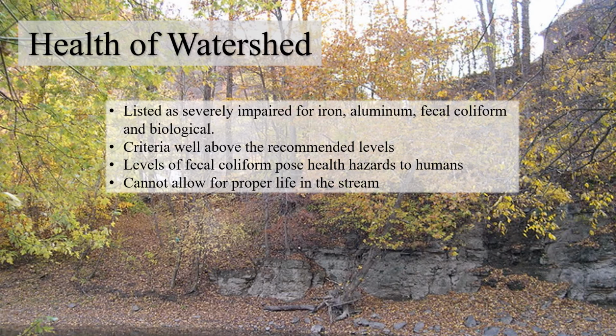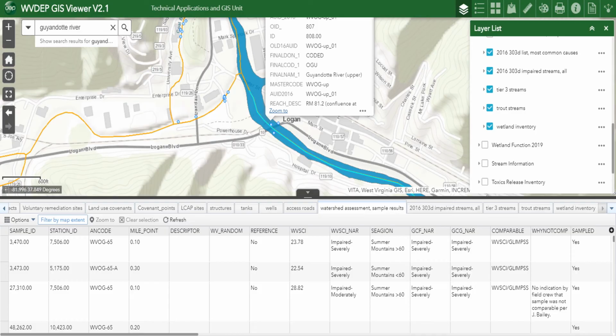So the overall health of the watershed, it's listed as severely impaired for iron, aluminum, fecal coliform, and biological. The criteria were all listed well above the recommended levels. We have levels of fecal coliform posing a health hazard to humans, and the levels that are listed also cannot allow for proper life in the stream, hence the biological listing.